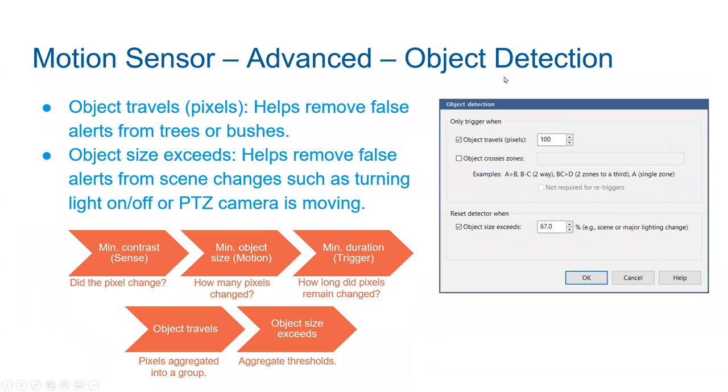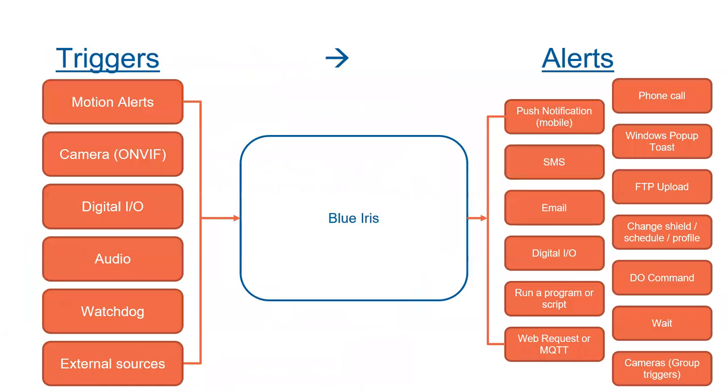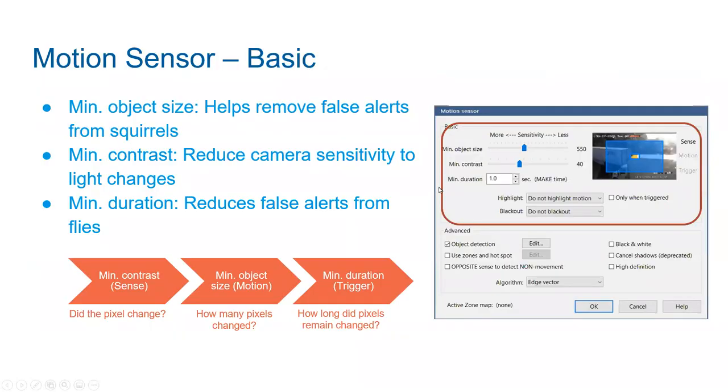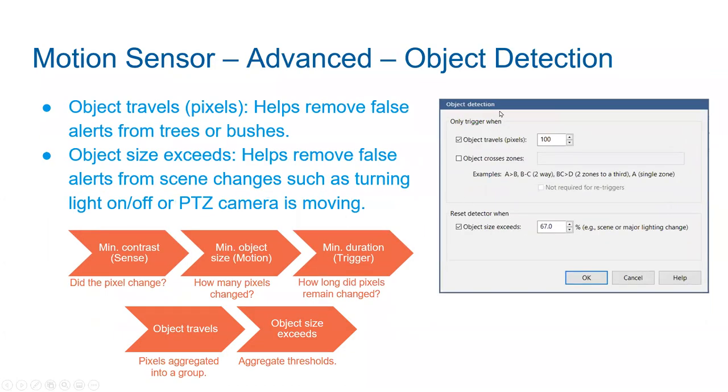So now let's talk about object detection. Where are we in terms of the process? We finished basic, and I'm going into object detection right now. In object detection, it's got its own dialogue. We finished contrast, minimum object size, and minimum duration. Now we're talking about object travel. In addition to how long motion has existed, which is the last threshold, the next filter is how far does it have to move?